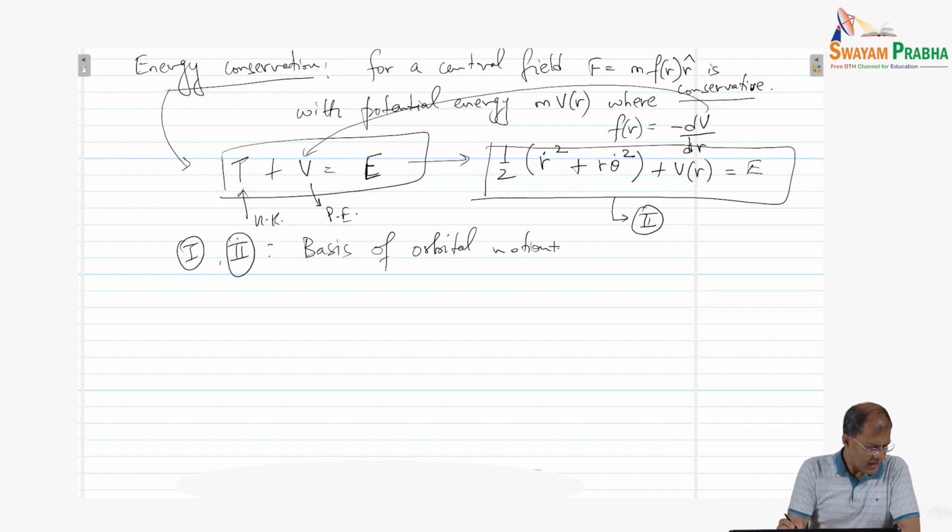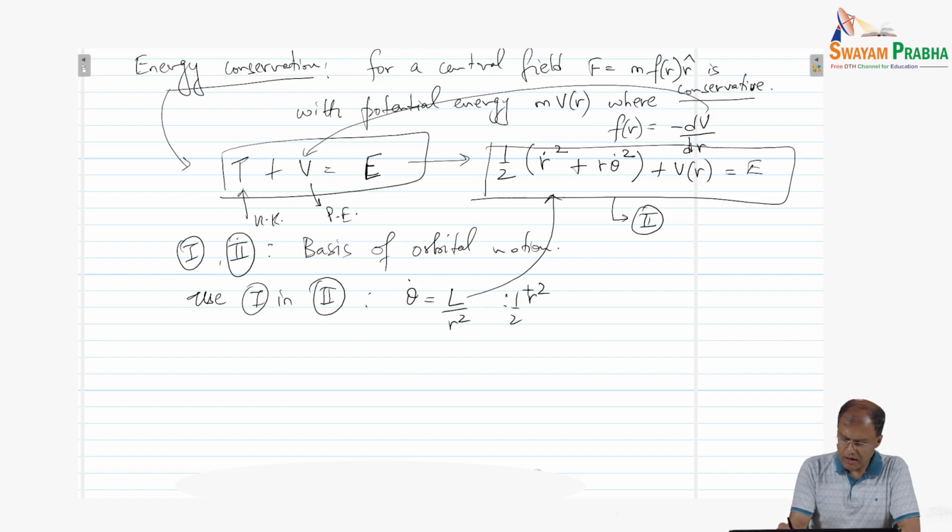Okay. So then we can rewrite. If we use 1 in 2, we get that theta dot is L over r square, and from here we can plug it into our energy equation, which is r dot square by 2 plus r theta dot square plus V(r) is equal to E. I think we haven't written anything new here. So this is the same as 2.